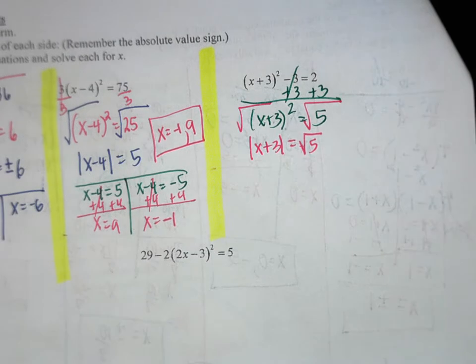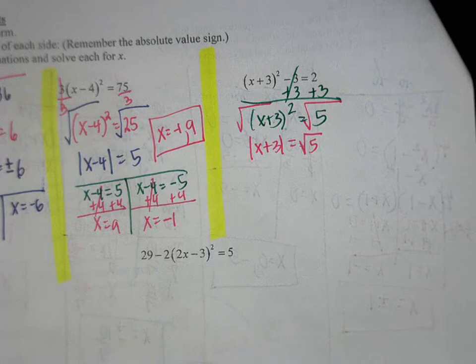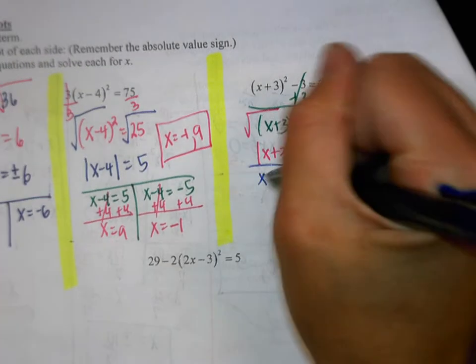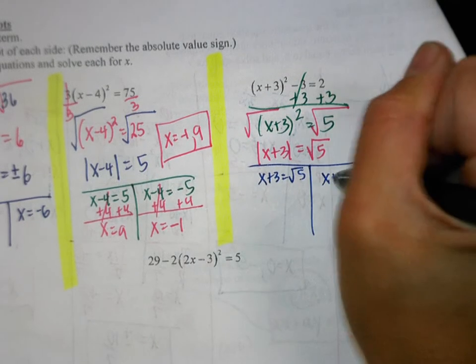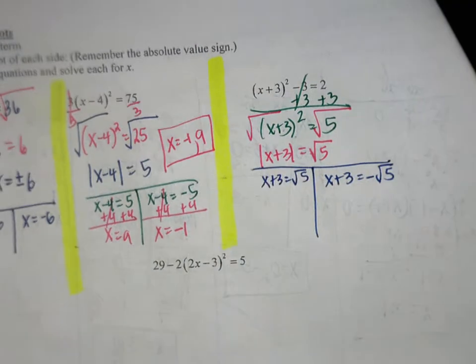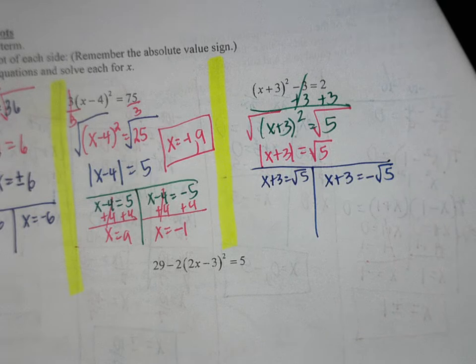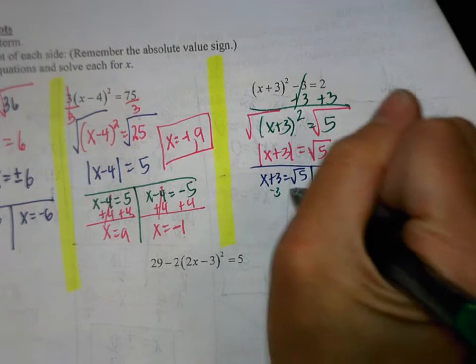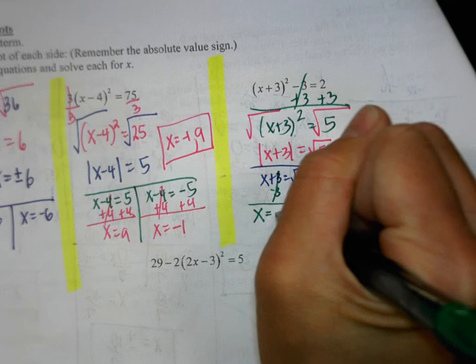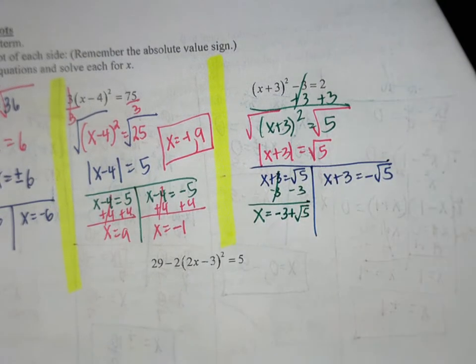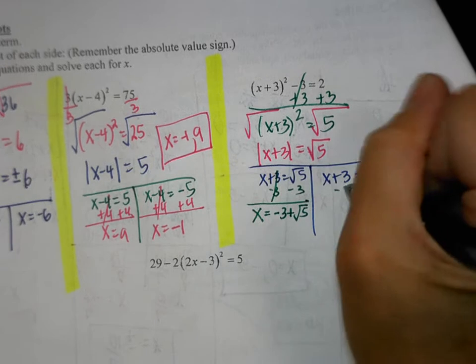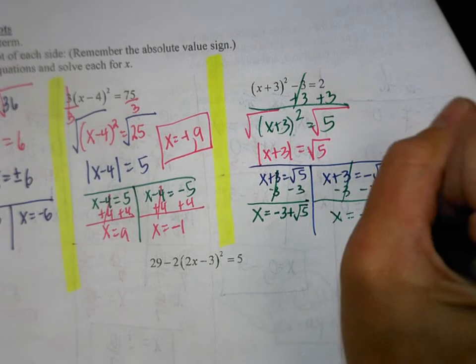Very good. Okay, so now that we're like this, notice the absolute value is by itself. Okay, we set up our two equations. So your two equations are x plus 3 equals root 5, and x plus 3 equals negative root 5. Are we okay with that? Okay, so now all we're doing is getting x by itself. So I subtract 3 to both sides. X equals negative 3 plus root 5. I can't put those together. I can't add a negative 3 and a root 5. I could multiply them, but I can't add them. Okay? Same thing here. Subtract 3 to both sides. X equals negative 3 minus root 5.